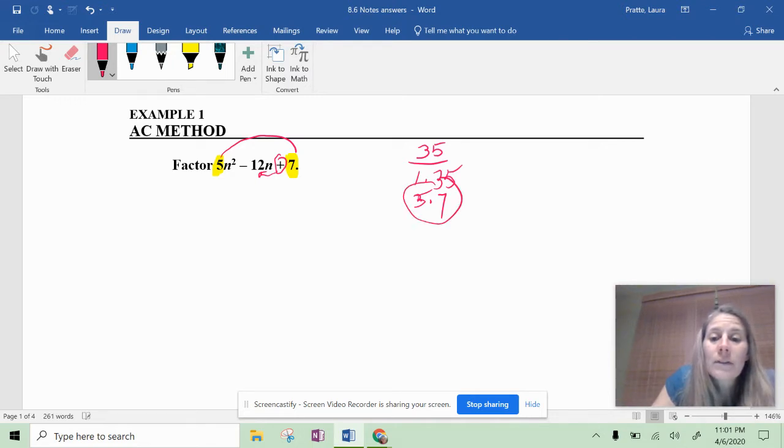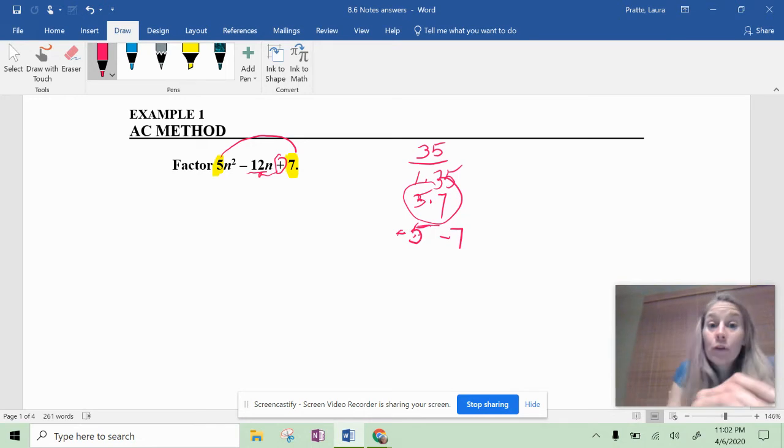Well, 5 and 7 add up to 12. And since we need a negative 12, we're going to have a negative 5. Oops, sorry. It's not writing out very well. Negative 5 and negative 7. So what you want to do at that point is now rewrite your problem.